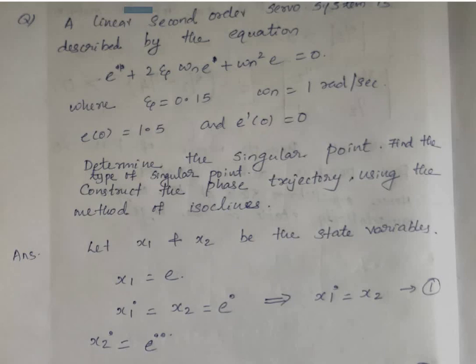So here the problem is a linear second order servo system is described by the equation E double dot plus 2 theta omega n E dot plus omega n square E equal to 0, where theta is 0.15 and omega n is 1 rad per second. E of 0 is given as 1.5 and E dash of 0 is given as 0. Determine the singular point, find the type of singular point, construct the phase trajectory using the method of isoclines. This is our question.